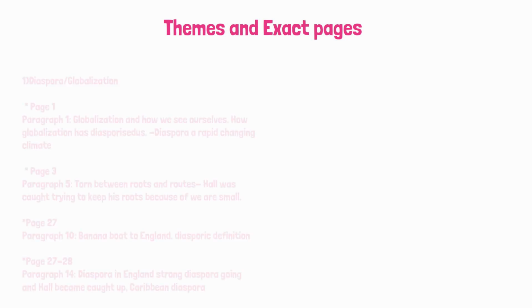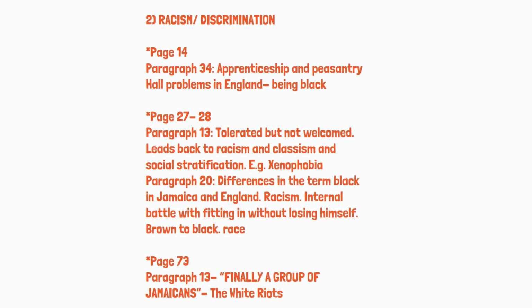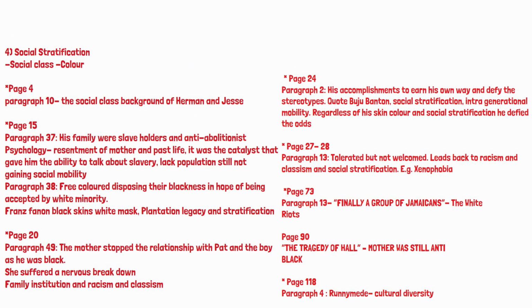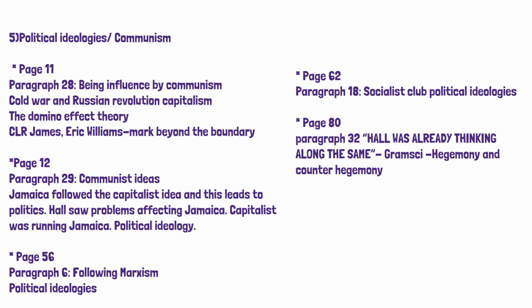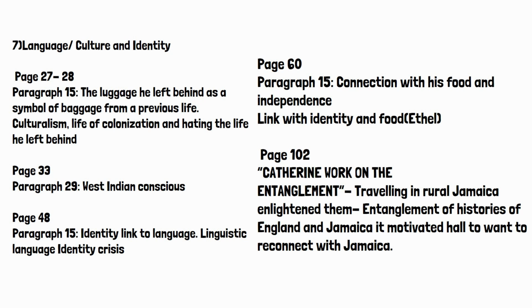So for diaspora and globalization, you have all of these. For racism and discrimination, you have all of these. For plantation and colonization, like black culture, you have all of these. For social stratification and social class and color, you have all of these. You have the political ideology and communism, you have all of these. Regionalism, you have all of those. You have the language and cultural identity.